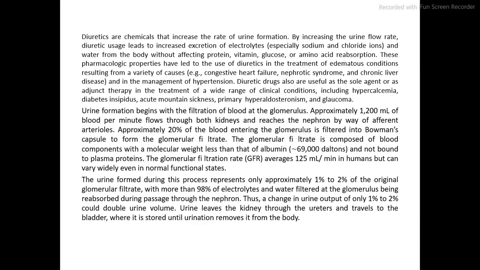Now, these diuretics are used in the treatment of congestive heart failure, nephrotic syndrome, and chronic liver disease. And also, they are used in the management of hypertension. They are also used in the treatment of clinical conditions including hyperkalemia, diabetes insipidus, and acute mountain sickness. Also, they are used in the treatment of glaucoma.